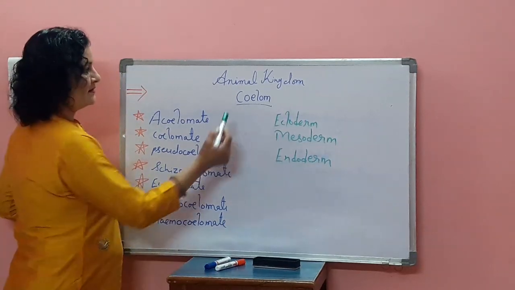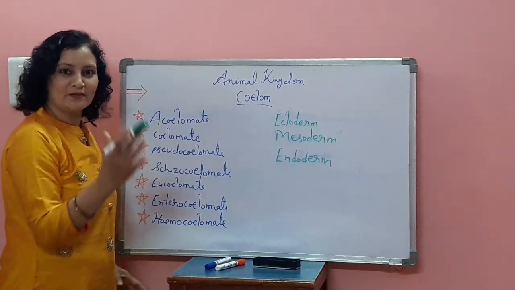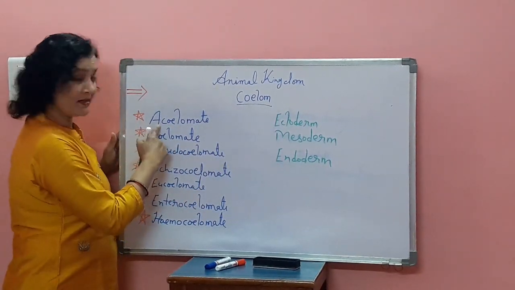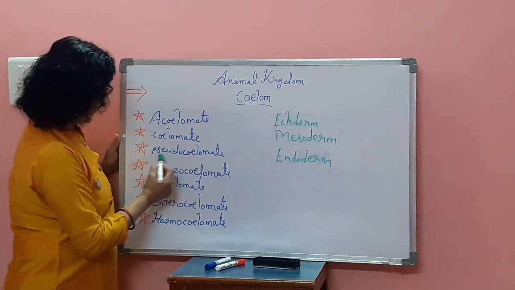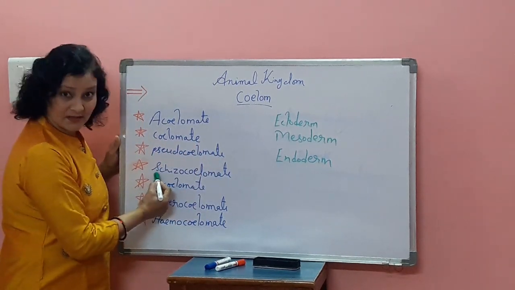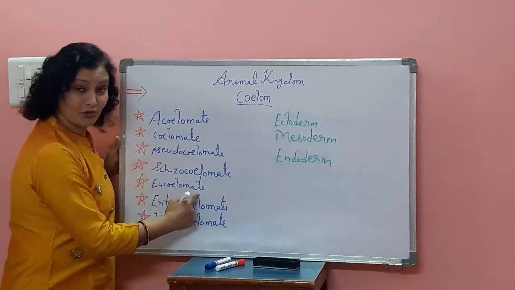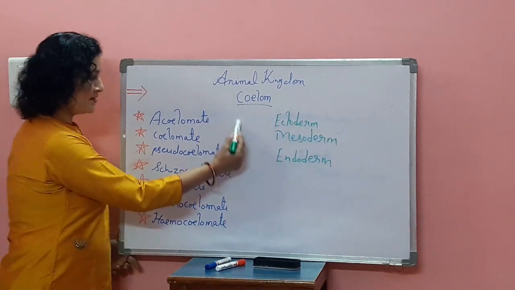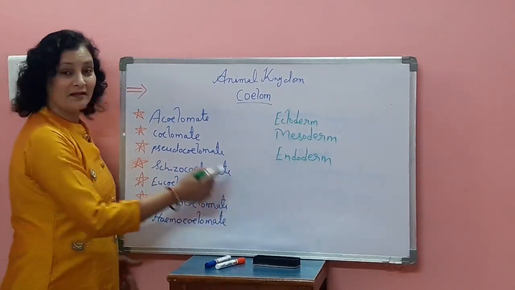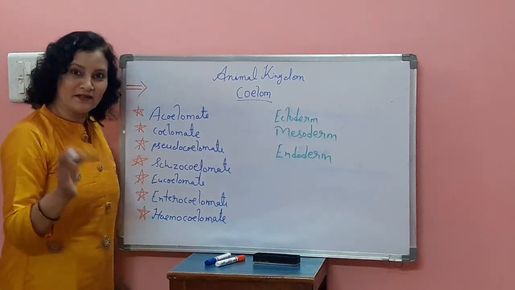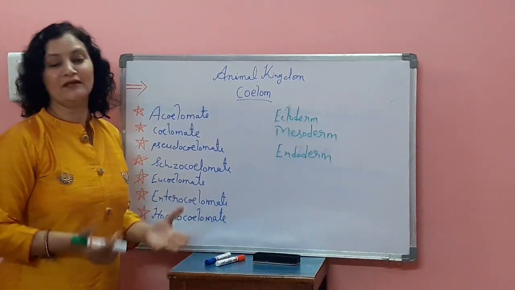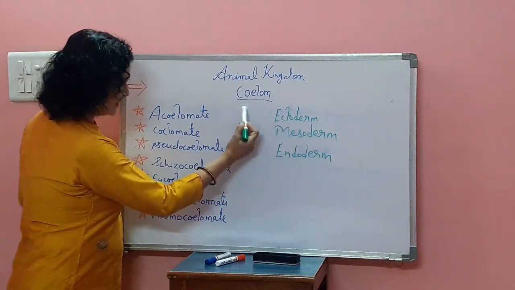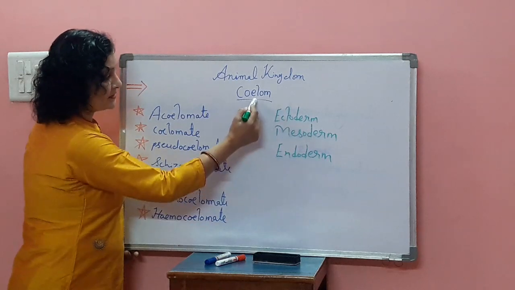You must have heard the term coelom in so many questions. The terms related to the word coelom are acoelomate, coelomate, pseudocoelomate, schizocoelomate, eucoelomate, enterocoelomate and hemocoelomate. These terms are most important as a key point for identification of any animals. How do we identify which phyla the animal belongs to? Through these key points which are related to the coelom.